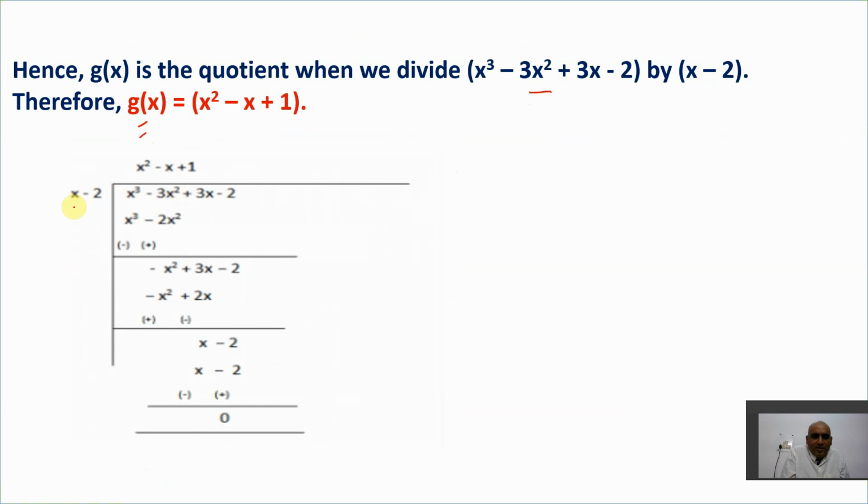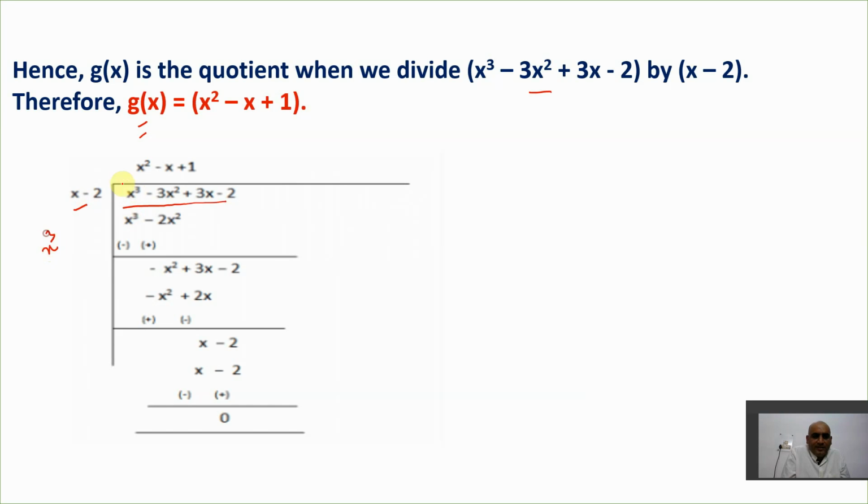We have to divide x cube minus 3x squared plus 3x minus 2 by x minus 2, by the same process we told you in the previous question. How would I know by what factor I have to multiply? Always see the first term. This is x cube. We need to make this x cube in order to cancel it.